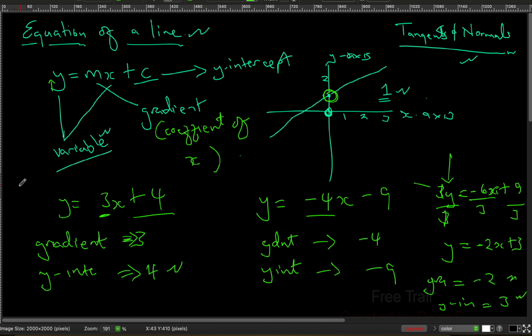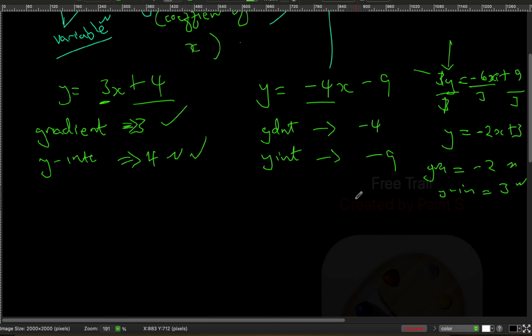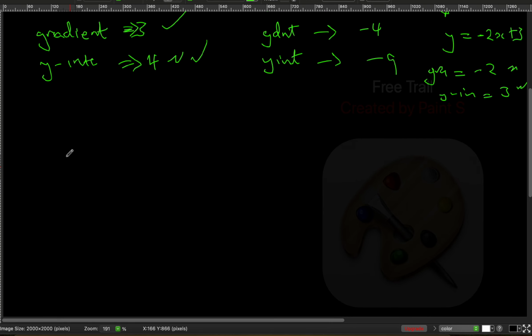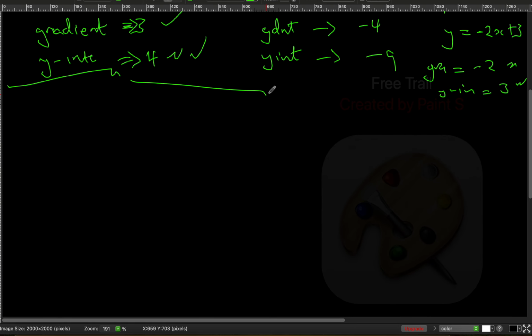So the part that we just did is how to identify the gradient and how to identify the y-intercept, which we covered with these examples. So let's now talk about the part of calculating the equation of a line, right?